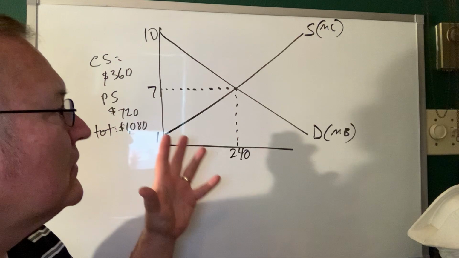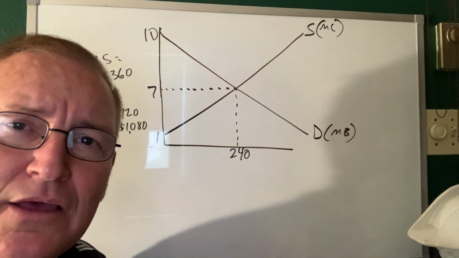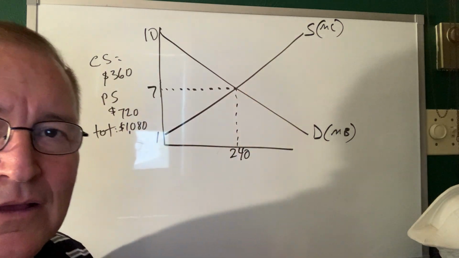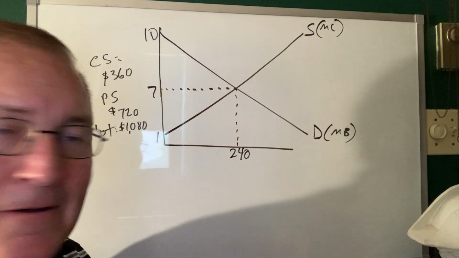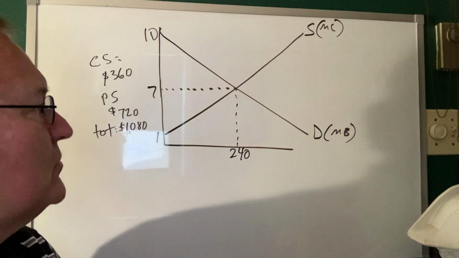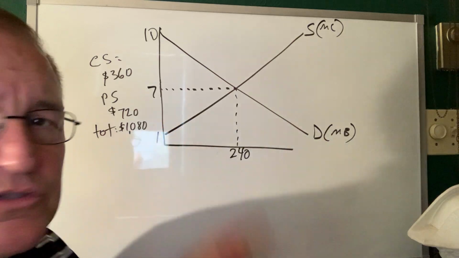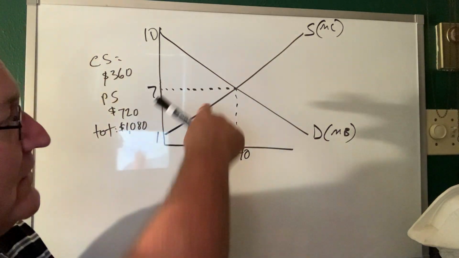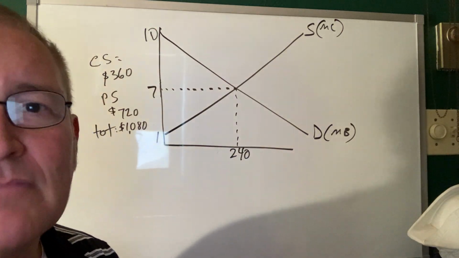But I can tell you that in this market, let's understand a little bit about what we got. What's the maximum the buyer's willing to pay? Looks like 10. What's the minimum the seller's willing to take? Looks like 1. What's the agreed upon price? Looks like it's 7. The consumer surplus in this case is going to be 360. The producer surplus is going to be 720, and the combined surplus for the entire market is going to be 1,080.